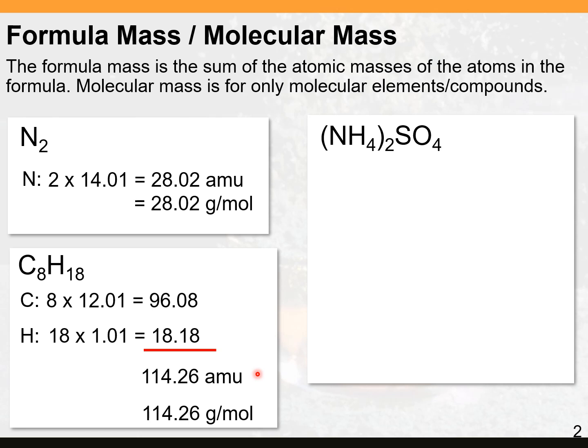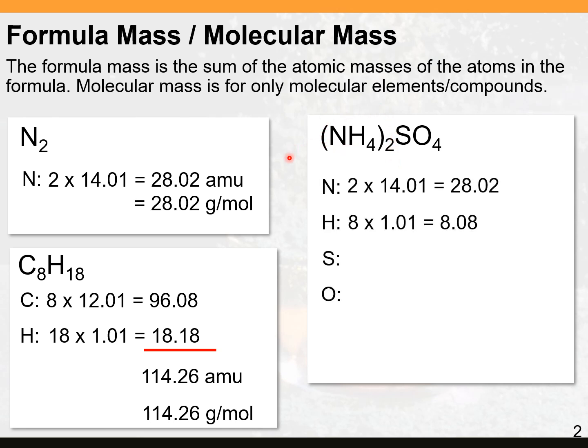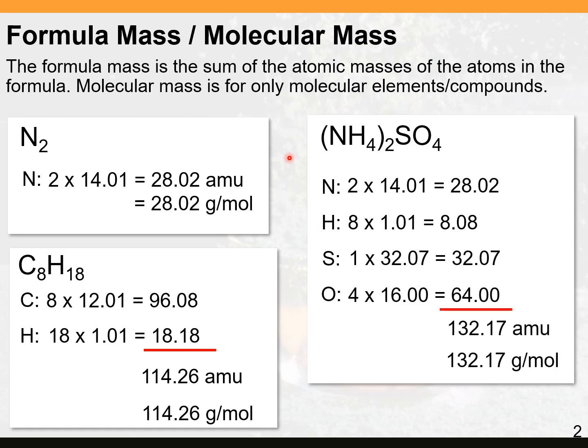When counting the number of atoms in a formula, keep in mind that parentheses group polyatomic ions. The subscript that comes after applies to the elements within the parentheses. In this case, there are 2 nitrogen atoms and 8 hydrogen atoms within the parentheses. Then the rest of the calculations are completed as usual. The mass of 1 sulfur atom and 4 oxygen atoms are calculated and summed up to give 132.17 AMU, or grams per mole.